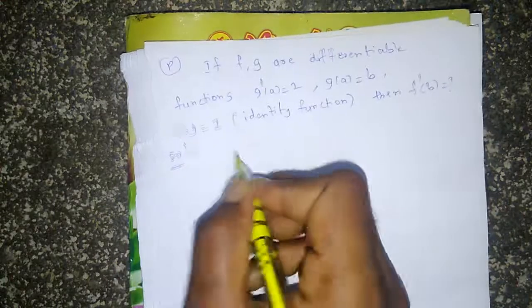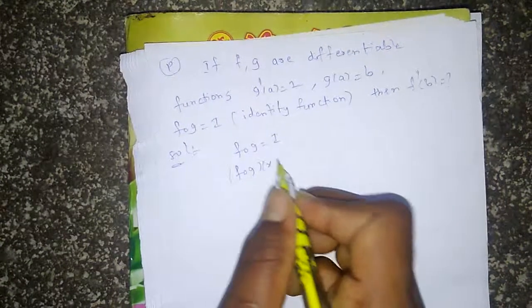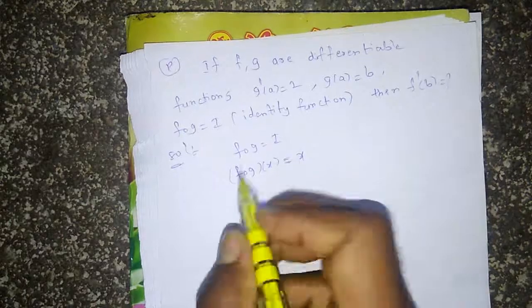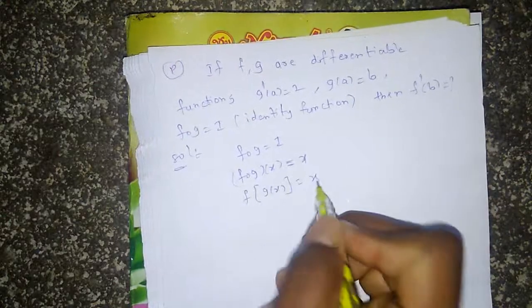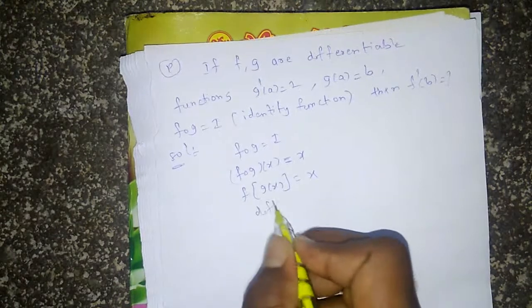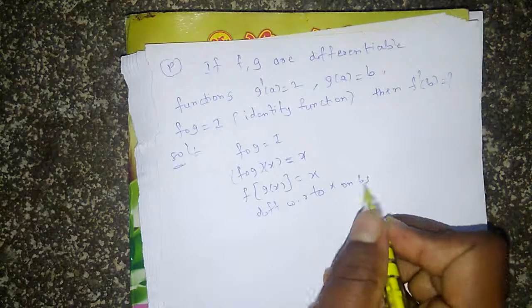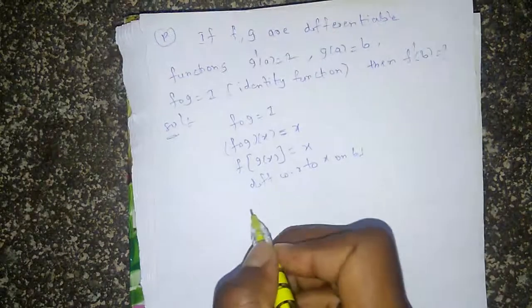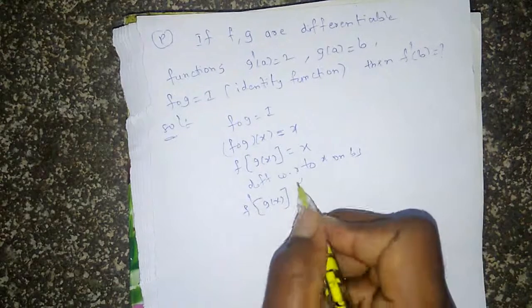So here given that f circle g is equal to identity, so we can write f circle g of x is equal to x. So this is f of g of x is equal to x. Now differentiate with respect to x on both sides. So that is f dash of g of x into g dash of x is equal to 1.